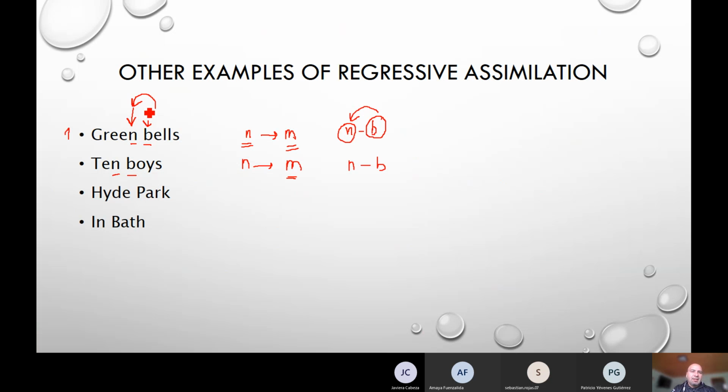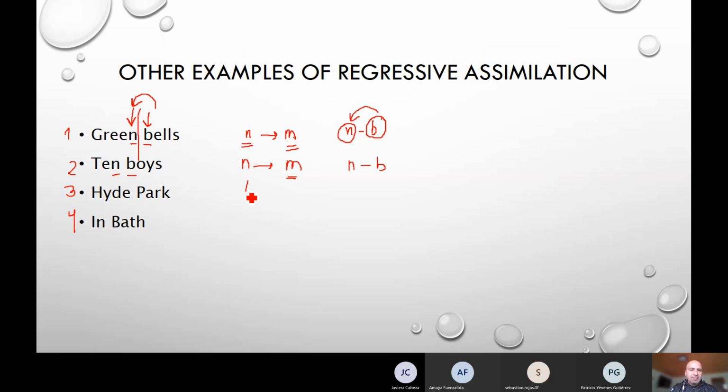Okay, and it's contiguous, right? Because the two sounds are next to each other. I mean, they are in different words, but there's a boundary here. But still, when we are saying this quickly, they are next to each other. Green bells. Hyde Park. The next one, number 3. What do you think is happening here?